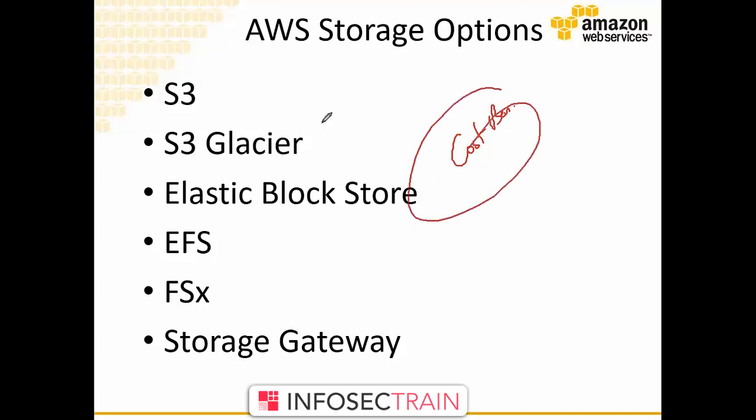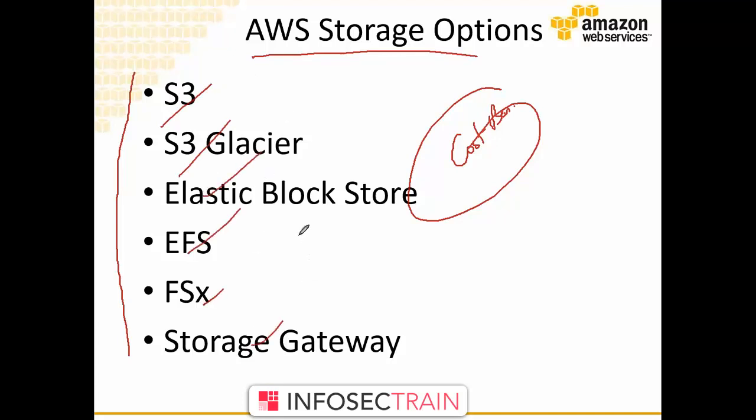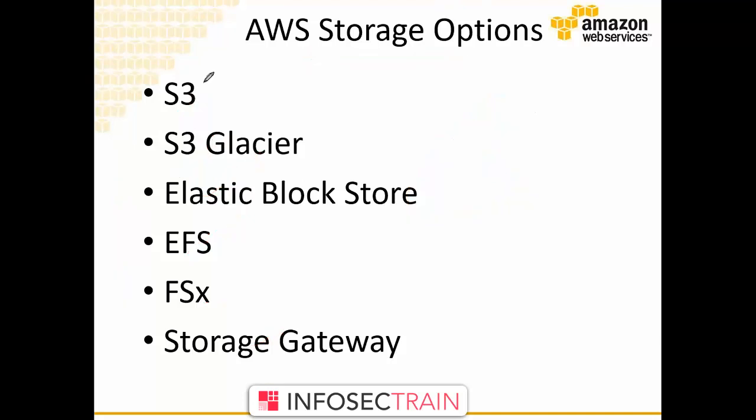That's fine. So this is where we have all these storage options in Amazon. It is called as Amazon S3, Amazon Glacier, Elastic Block Store, EFS, FSx, and Storage Gateway. Let me give you an overview of all this, okay? First of all, we have Amazon S3. The word itself says simple storage service. So what is simple storage service? As a word, it's very simple.